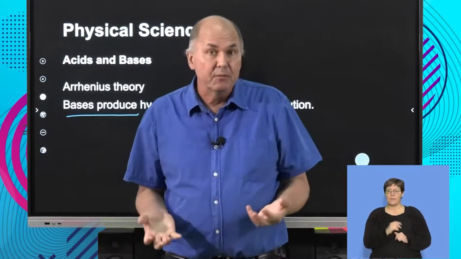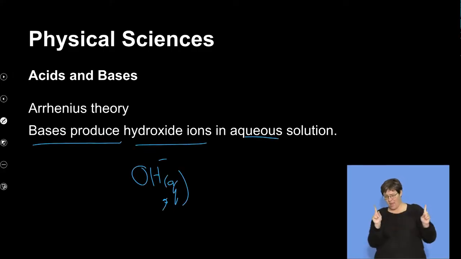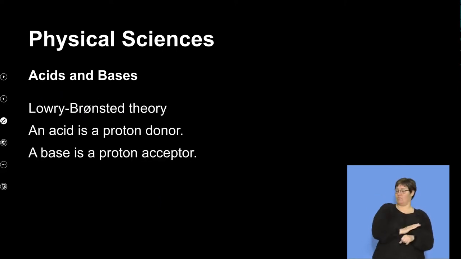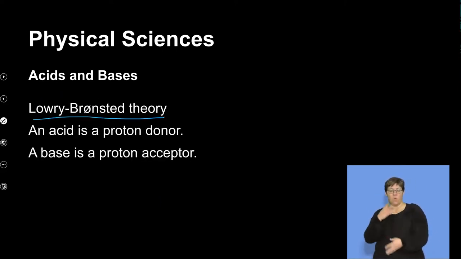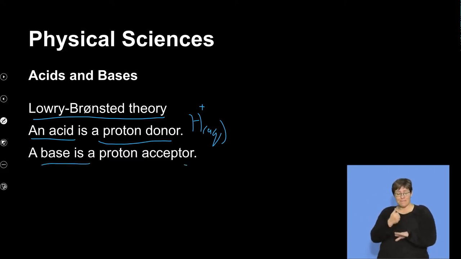Guys, there are some exceptions. We can find things that don't produce hydroxide ions, but they're still going to be bases. There are some things that don't produce hydrogen ions, but they're going to be acidic. And so we need to be aware that this theory isn't complete. It needed to be replaced or added to. And so Lowry-Bronsted came along, Bronsted-Lowry, sometimes reversed, and they indicated the following: that an acid is a proton donor. There's a transfer of hydrogen ions, those hydrogen ions, just the protons, and a base is a proton acceptor.